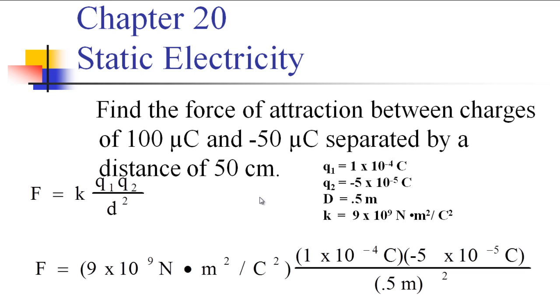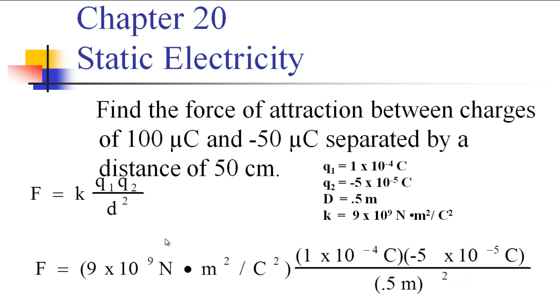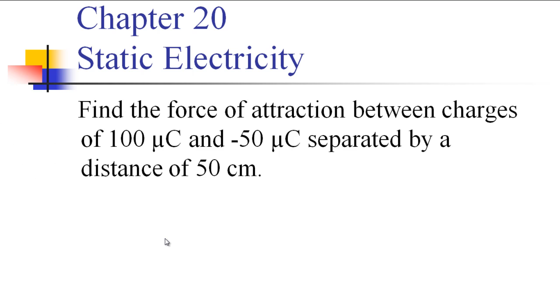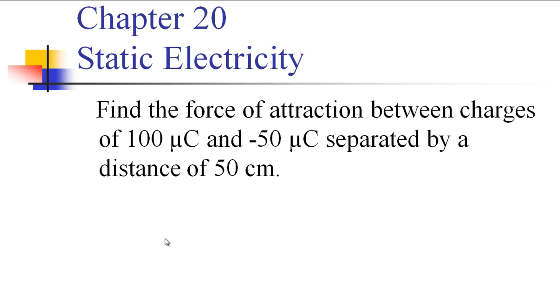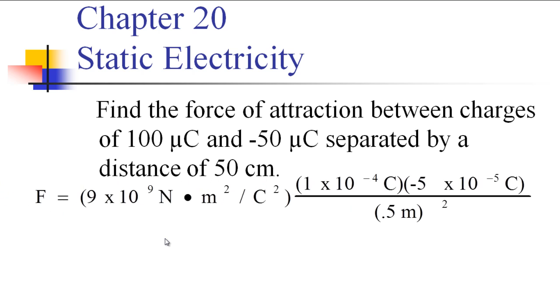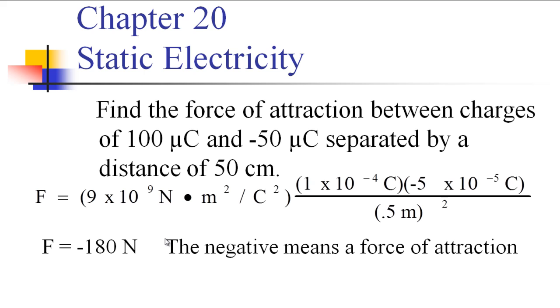So you plug all these into your equation here. Here's the first charge, Q1, Q2, the distance squared, and here's K. And you'll get an answer, which apparently I didn't put on here. But plug it in your calculator and see what you get. No, I did put it on here. Here's the rest of it. So you plug all this in your calculator, you get negative 180 newtons.